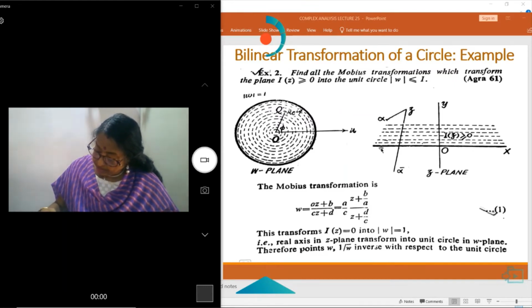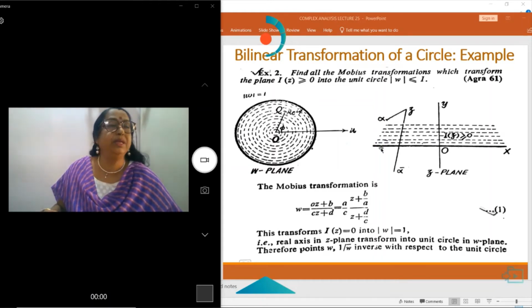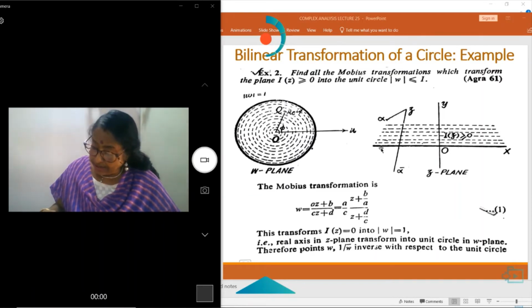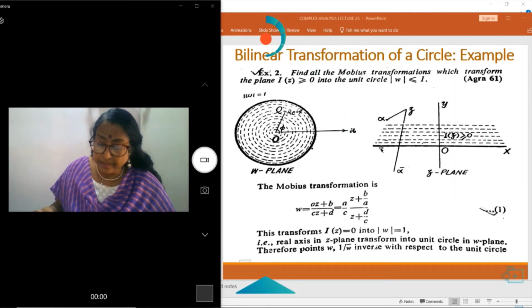So after transformation, Iz equal to 0 goes into mod W equal to 1. At first we take Iz equal to 0 and mod W equal to 1. Iz equal to 0 means the imaginary part is zero, so we get only the real axis, and mod W equal to 1 means the unit circle.